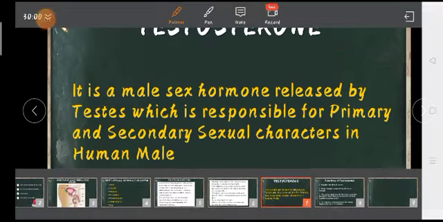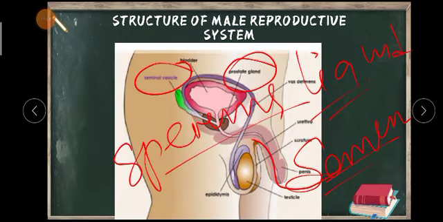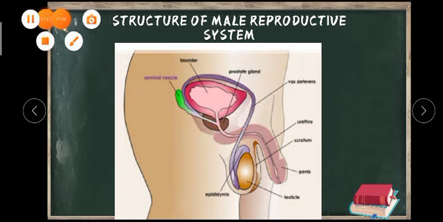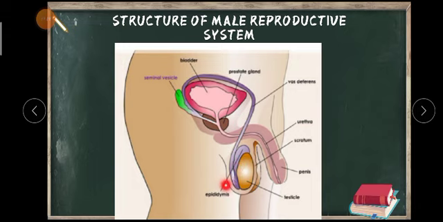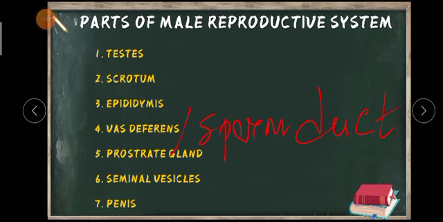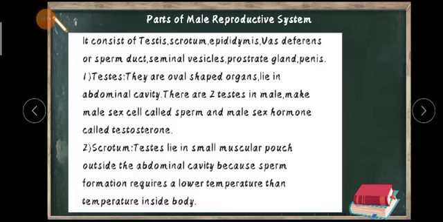Okay, while discussing the testes, we have already discussed that they are responsible for two main functions. First is the formation of sperms, and second is the formation of testosterone hormone. Testes are two in number and they produce the male sex cell which is called sperm and the male sex hormone which is called testosterone.